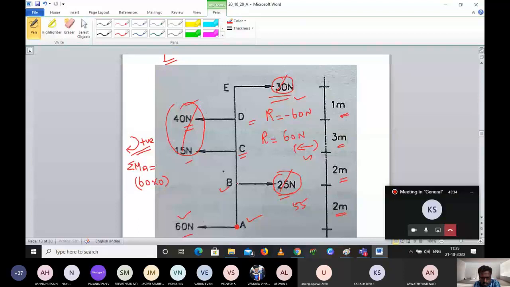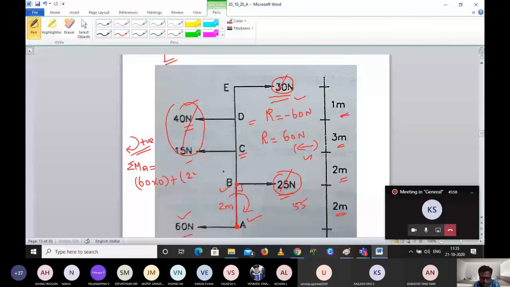This is the beam now. So this is the perpendicular distance. What is the distance? 25 into 2. Very good, 2 meter. I am fixing at A. How will it rotate? Clockwise, sir. Very good. Please take down clockwise. So clockwise we have taken positive. So 25 into 2. Am I right? Yes, sir. Okay, fine.